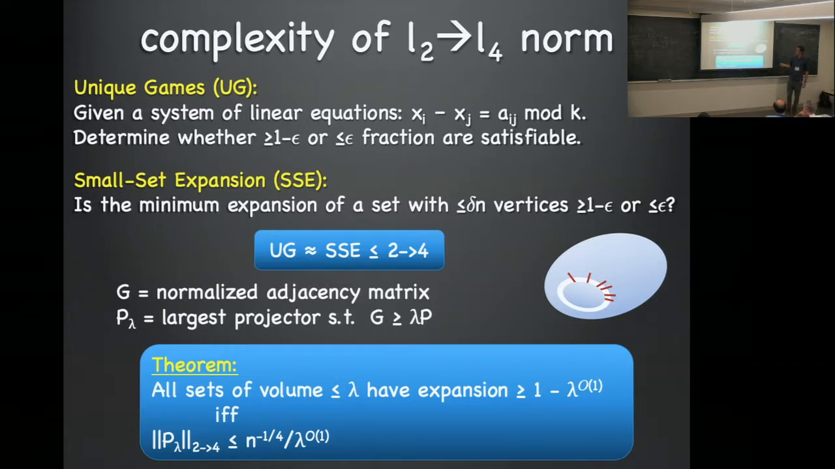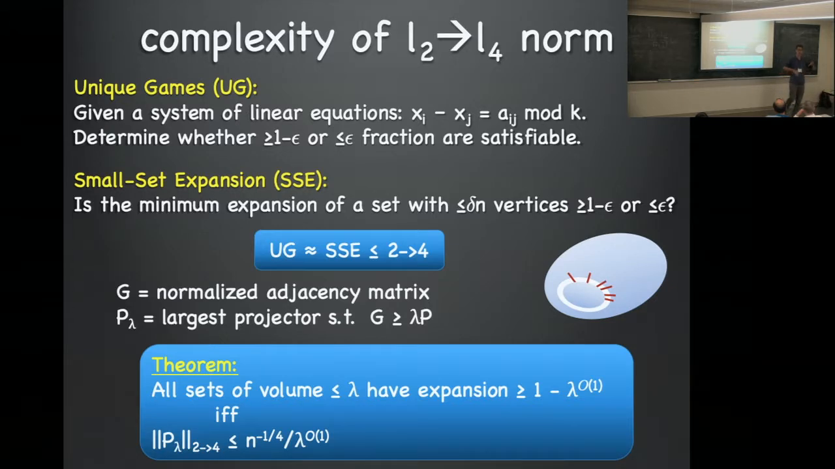And so what you do is you say, look, let's say G is my normalized adjacency matrix. So G is, let's say the graph has constant degree. Take the adjacency matrix and divide by that degree. So this is like the random walk matrix of the graph. Take the projector onto the top eigenspace of that graph. So all the degrees of freedom that do not decay very rapidly when I do a random walk in the graph.